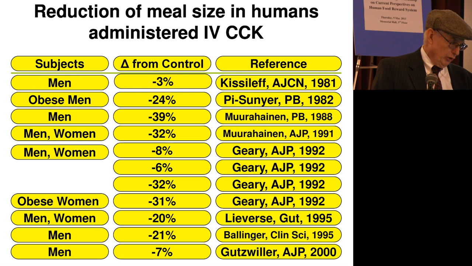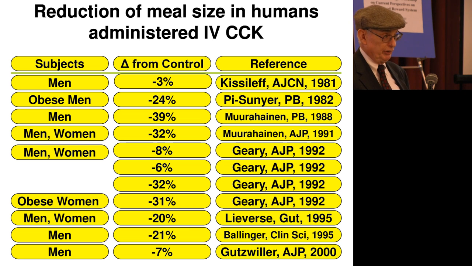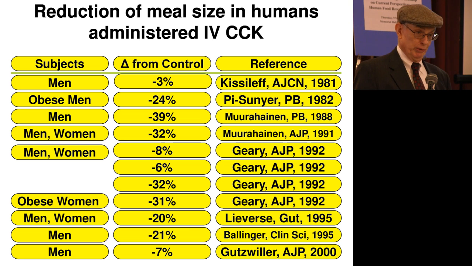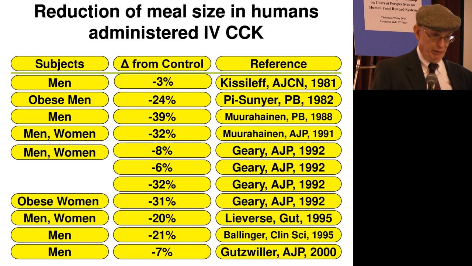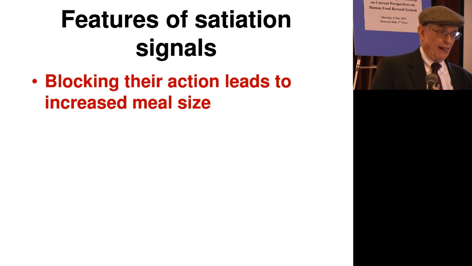This is a very old slide. I could have lots of slides. These were the first studies in which CCK was given to humans. It works in men. It works in women. It works in lean people. It works in fat people. It reduces how much they eat.